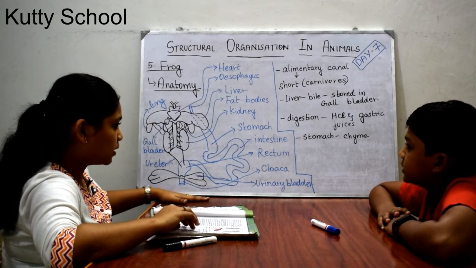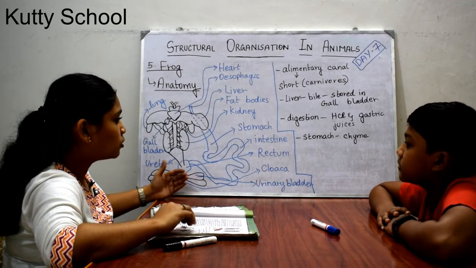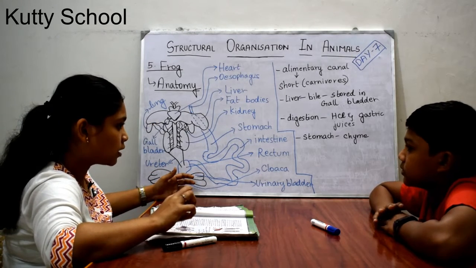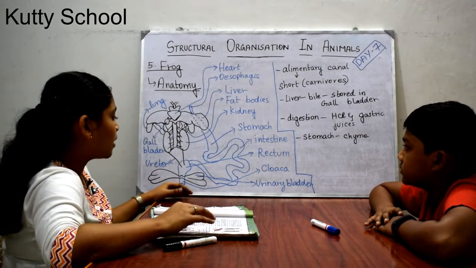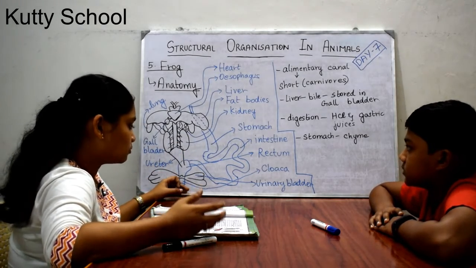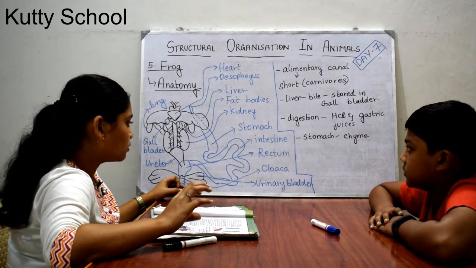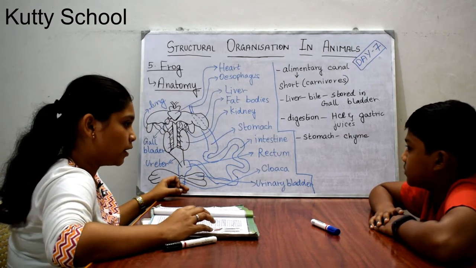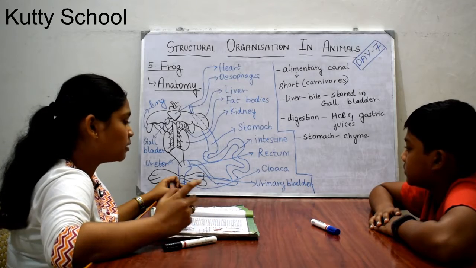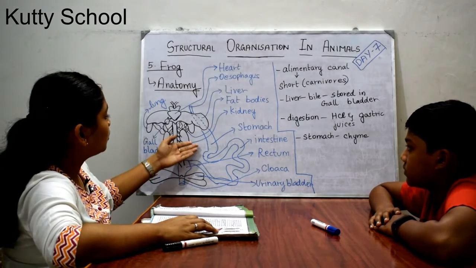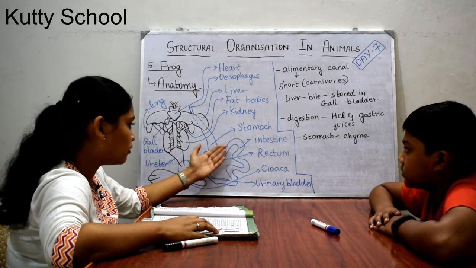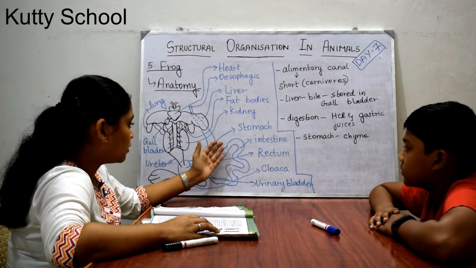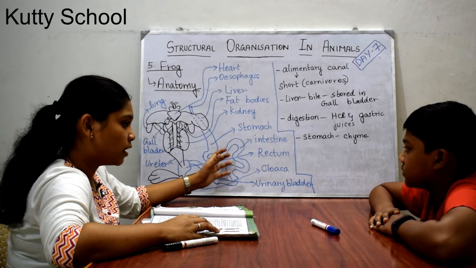So in that bile duct, both bile and pancreatic juice are secreted. Pancreatic juices digest food like carbohydrates, and bile emulsifies fat. After that the food travels to the intestine, and this intestine has many villi and microvilli.